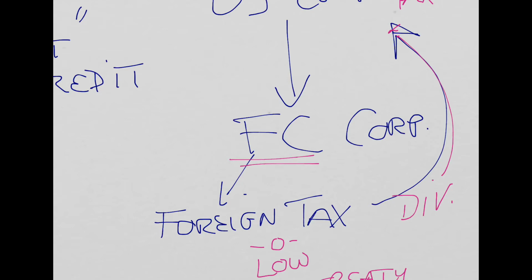So let's do this again in another way. Let's see if we can illustrate it one more way. Let's go year one. Foreign corporation, FC, earns $100 and pays, let's say, $40 of tax in the foreign country, leaving $60 of earnings and profits to accumulate in the foreign company.